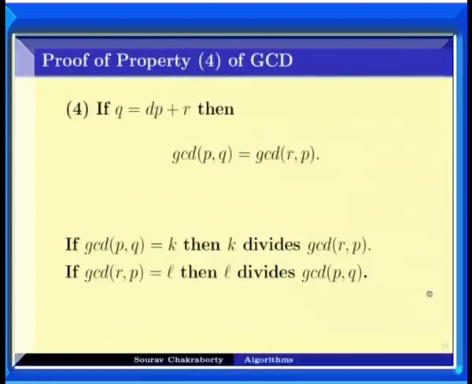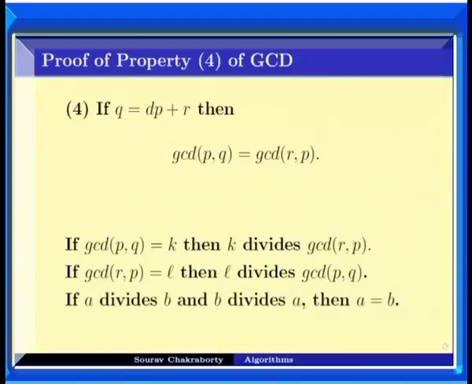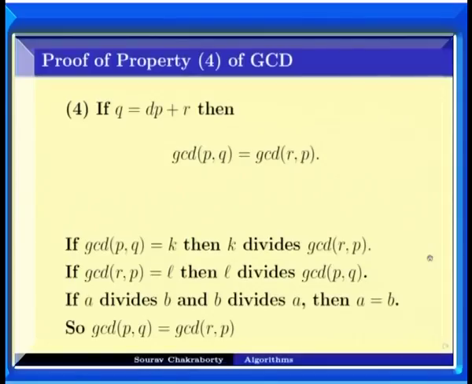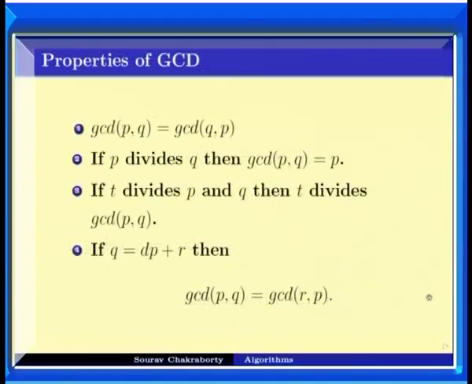So, we have, if GCD of p and q is k, then k divides GCD of r and p. If GCD of r and p is L, then L divides GCD of p and q. And now if a divides b and b divides a, then since a and b are integers, we do get a is equal to b. Thus, we have these two are equal. So, this is the proof of the fourth property that we have. So, thus we have these 4 properties of GCD.